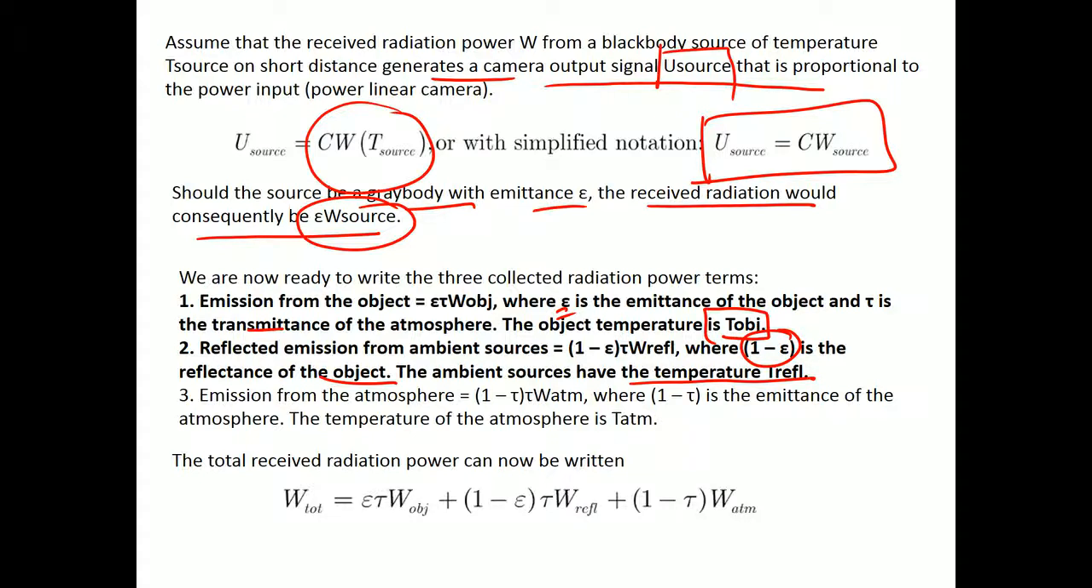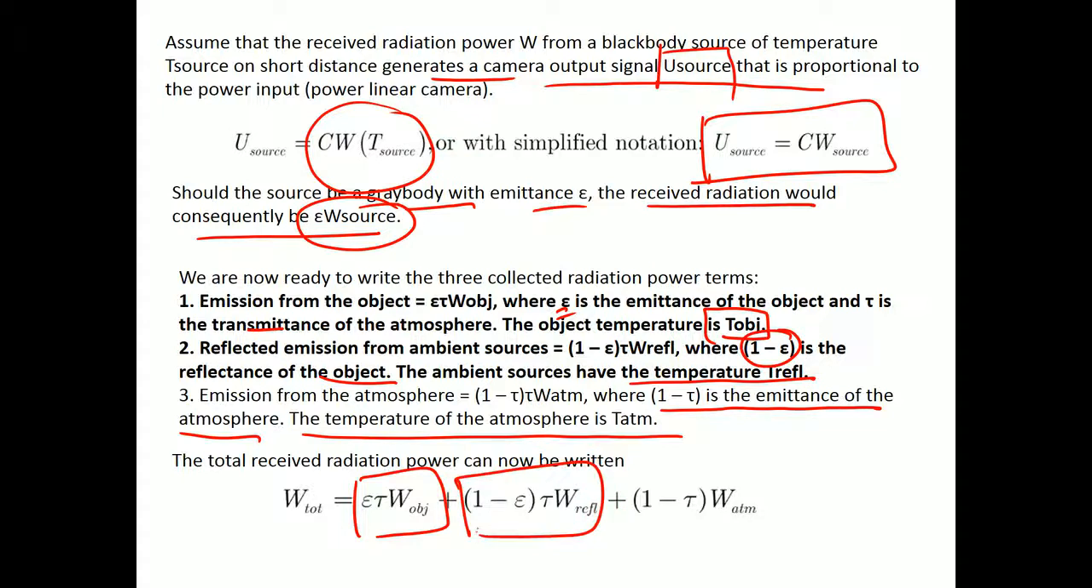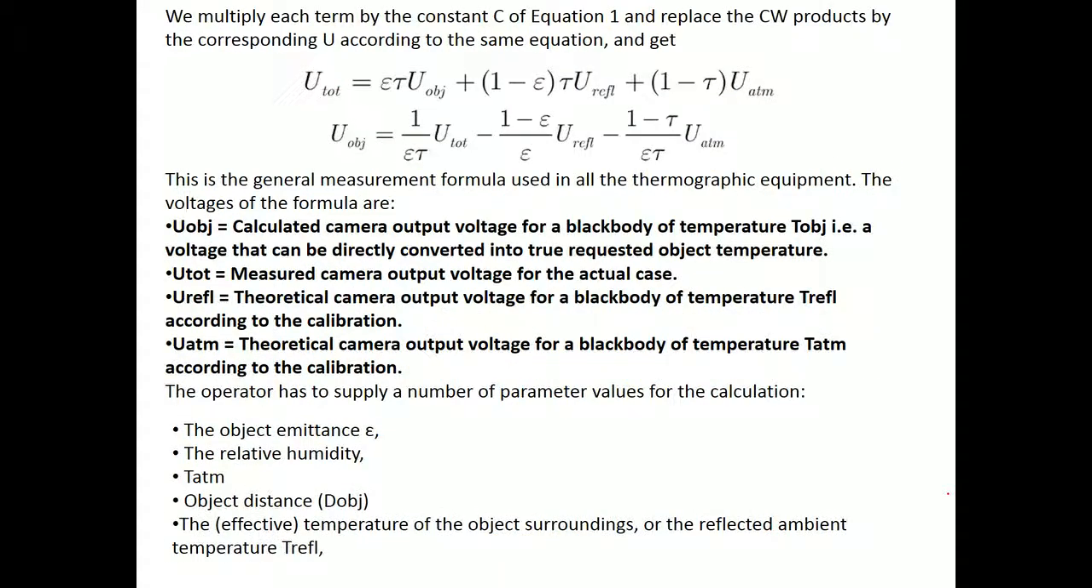Now, emission from the atmosphere, which is (1 minus tau) times tau W ATM, where (1 minus tau) is the emittance of the atmosphere, and the temperature of the atmosphere is T ATM. So, the total radiation received is the sum of the radiation from the object, the ambient reflection, and the atmosphere. You have three terms, and the total power the camera receives is the sum of all these quantities. This is what the camera sees.